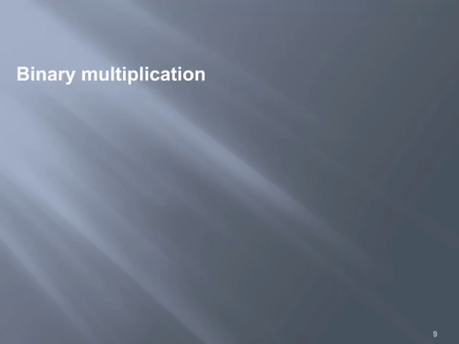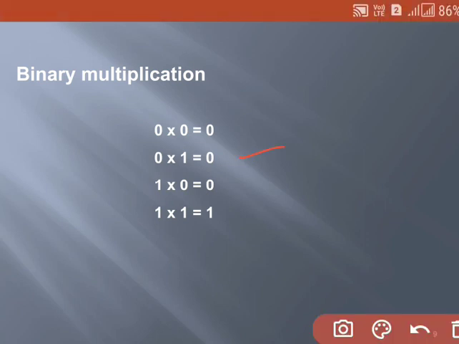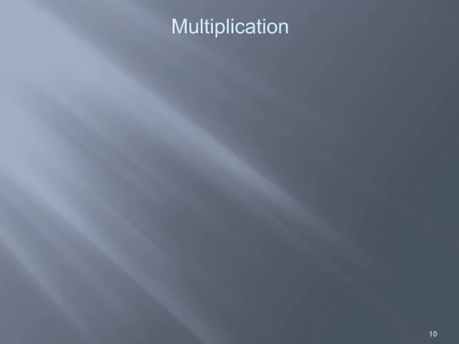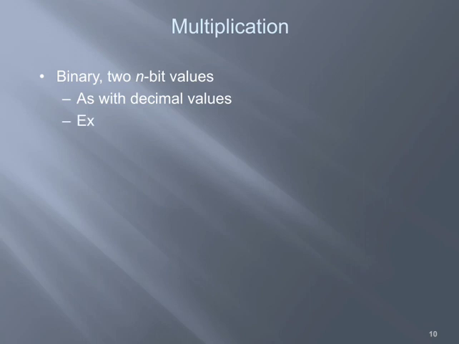Next we will concentrate on another arithmetic operation on binary numbers, that is binary multiplication. In the case of binary multiplication, again there are four rules: 0 into 0 will be 0, 0 into 1 will be 0, 1 into 0 will be 0, and 1 into 1 will be equal to 1. So for all the remaining combinations the result is 0, and for the last combination the result is 1. This is binary multiplication. We will see one example.